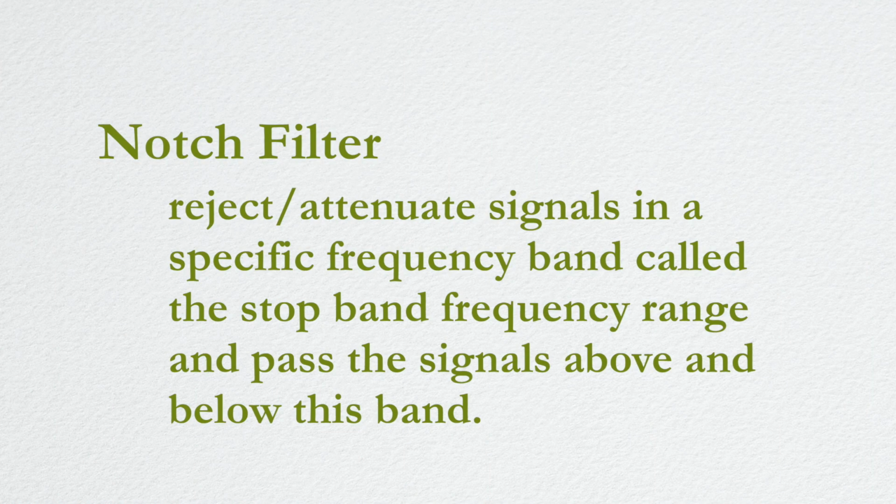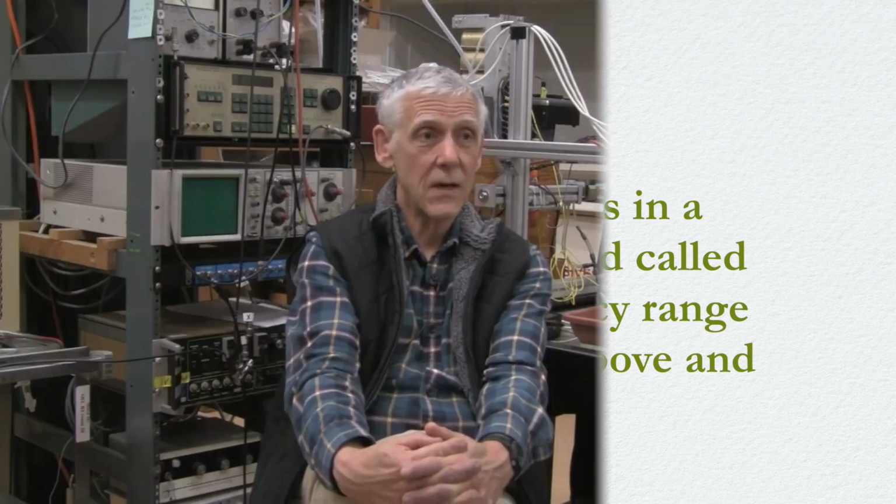We could also use a notch filter. That's a kind of filter that rejects in a small, narrow region of frequencies. So we could build a filter that notches out just 60 cycles. And that's the idea. So there's lots of filters of different kinds for different purposes. But that's the basic idea.